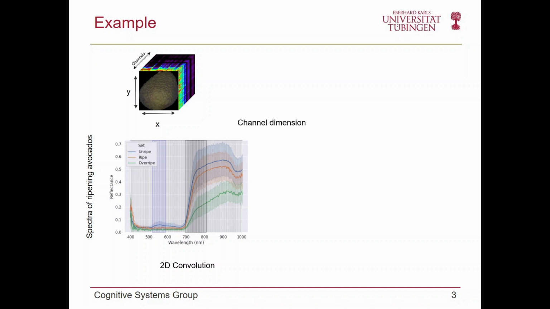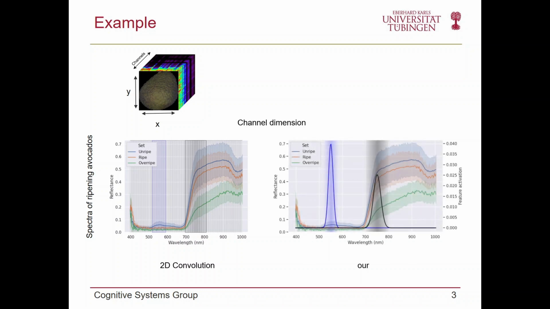The problem now is that for a 2D convolution we have to learn for each input channel a similar kernel. Means we have a lot of redundancy here in this range. For our approach, we want to learn only one kernel in this range and the distribution of this kernel. So we can see here that we use Gaussian distributions to learn where we can find specific features.